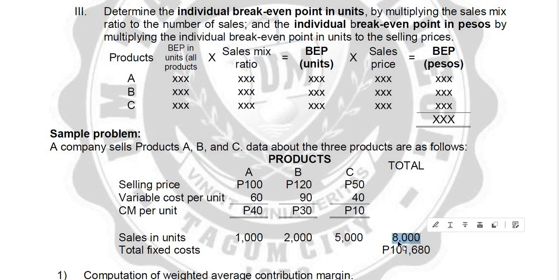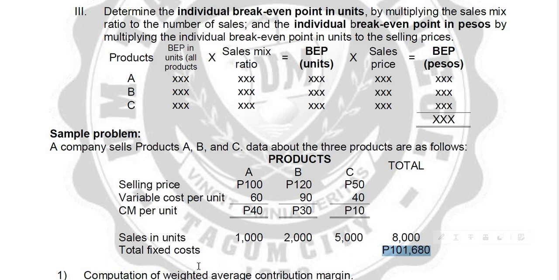So, ibig sabihin, for 8,000 units na mabibenta ni company, 1,000 nun ay product A, 2,000 nun ay product B, and 5,000 nun ay kay C. So, in short, itong sales in units na to, ito yung magiging basis mo para makakompute ka ng sales mix. So, that's 1,000 is to 2,000 is to 5,000. Yun yung sales mix ratio for these 3 products. So, meron tayong total fixed cost na 101,680 pesos.